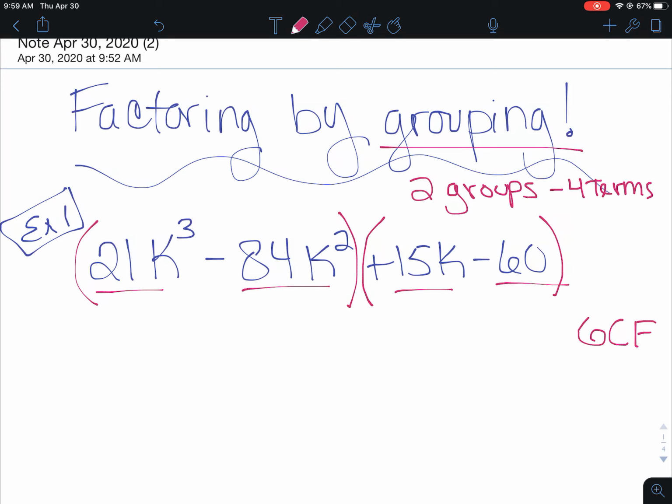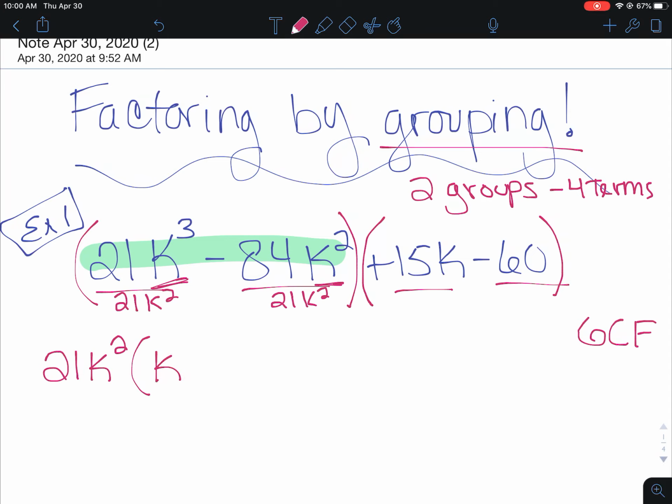So 21k to the third minus 84k squared, just focusing on this first piece. Well, what's the greatest common factor between 21 and 84? Well, 21 goes into 84, so 21 we can take out. And then there's k squared and k cubed, so I can take 2 of the k's out. And then if I divide the greatest common factor by both those terms, I'm left with k to the first power, just k, minus 4. All right?